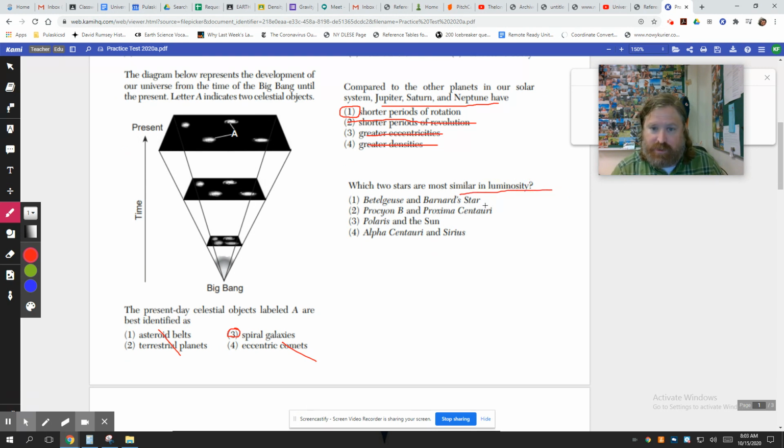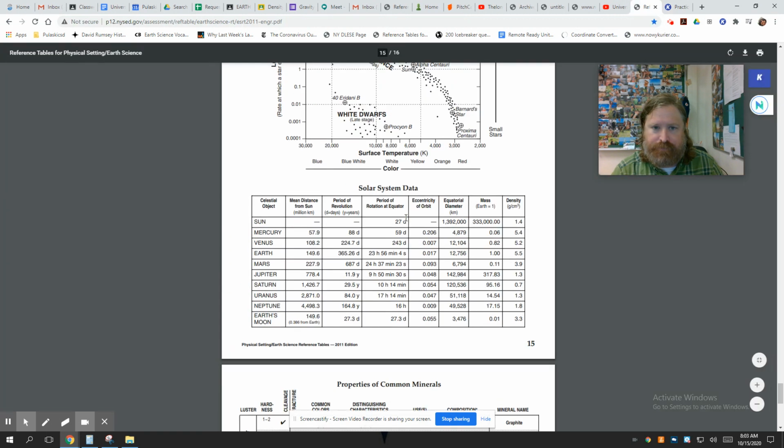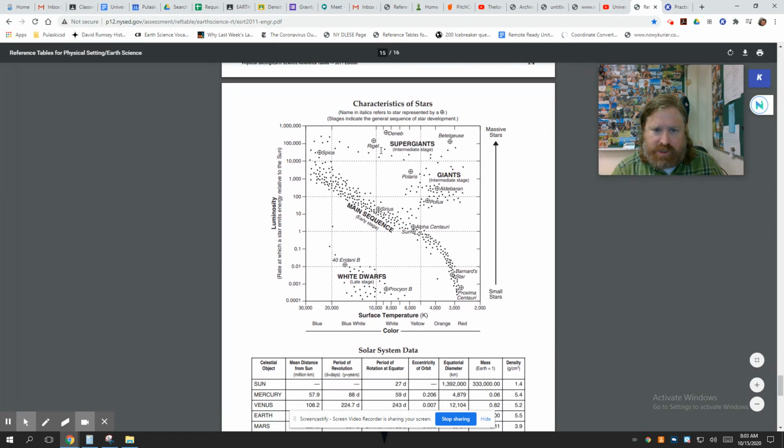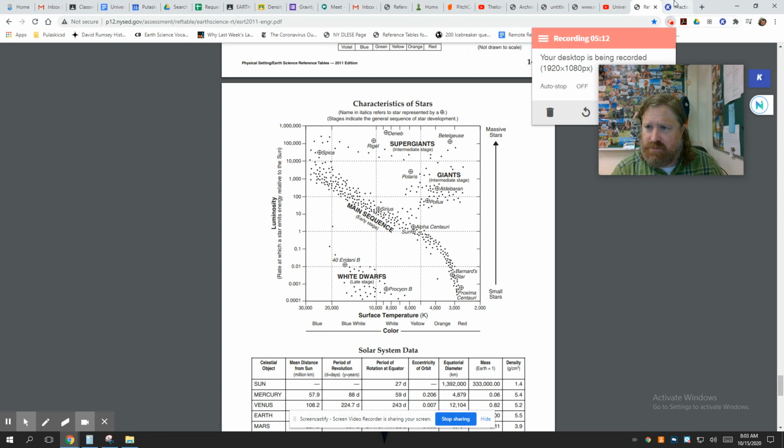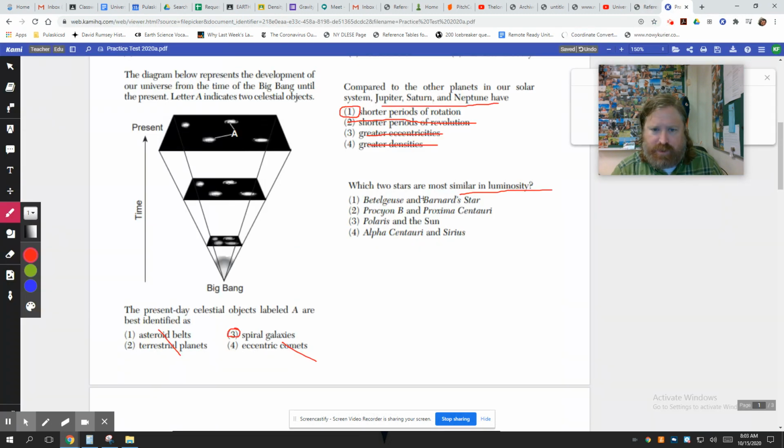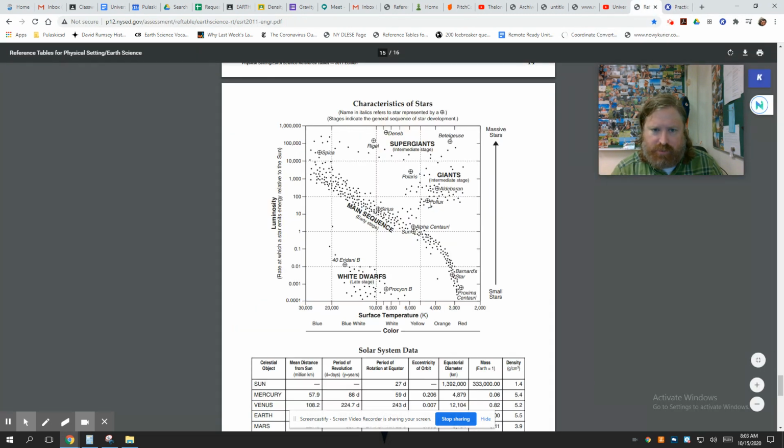What two stars are most similar in luminosity? So basically, luminosity, I'm looking for two stars that are on the same level, next to each other, left, right. Just making sure we're still recording. I'm always paranoid about that. Betelgeuse and Barnard Star. Does that work? Betelgeuse is up here. Barnard Star is way down there. They're about the same temperature, but nowhere close on luminosity.